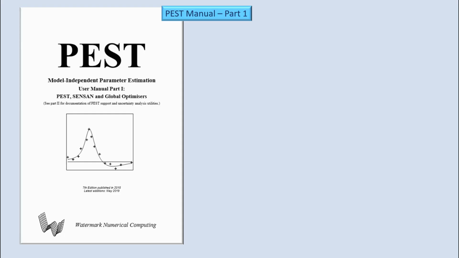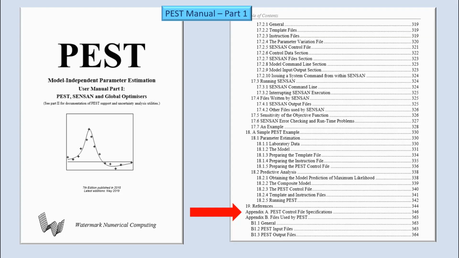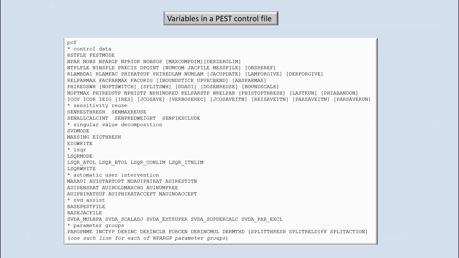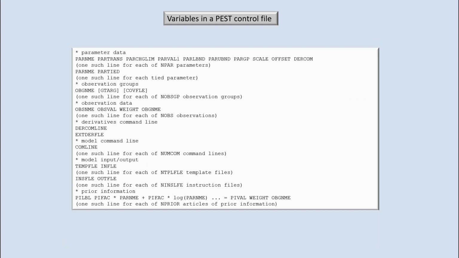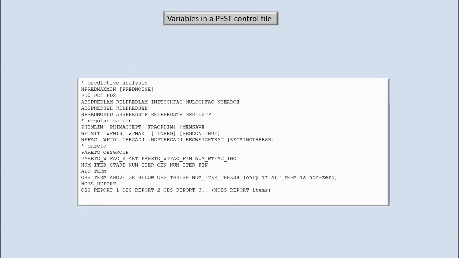Let's start with the format of the PEST control file. This is described fully in the PEST manual. I refer you in particular to Appendix A of that manual, in which a table is presented in which the positions of all PEST variables in the PEST control file are outlined. This same appendix contains a summary of the meaning of each particular variable in the PEST control file.